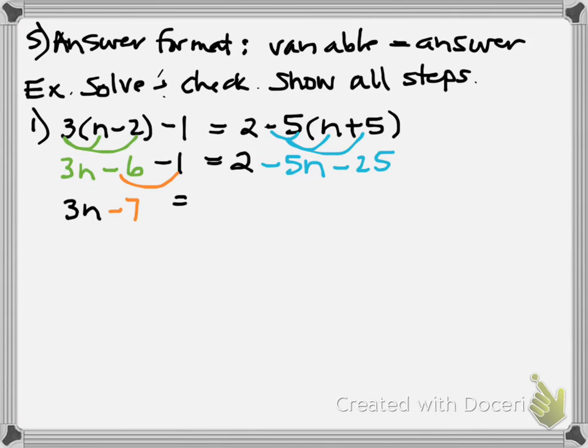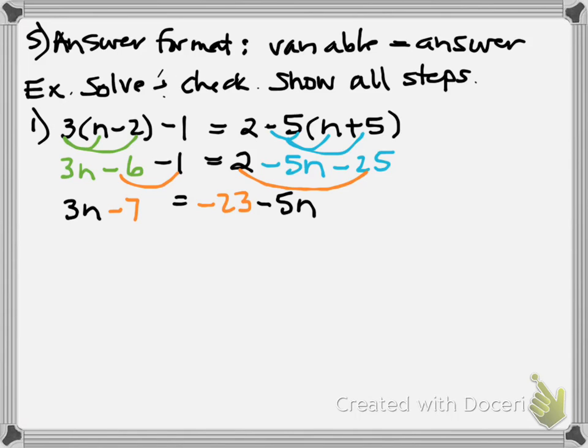Over here, the like terms again happen to be constants. So 2 take away 25. Signs are different. Bigger number is negative. And 25 take away 2 is 23. When the signs are opposite, I'm going to subtract. And then I have the minus 5n.